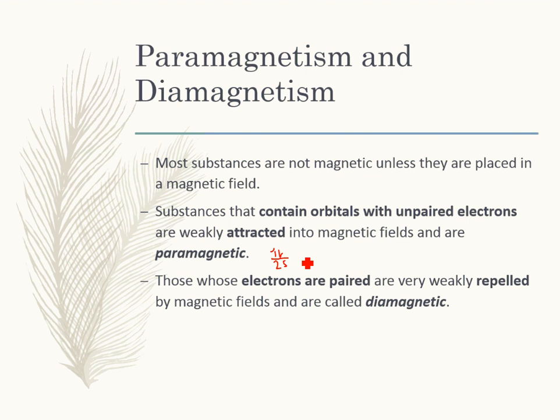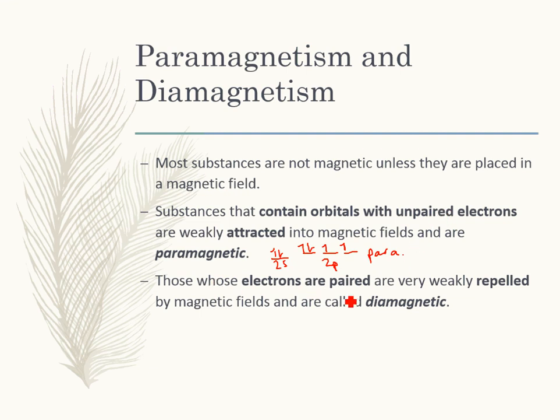We have 2s2, 2p4, in which we have 2 unpaired electrons. And so oxygen is paramagnetic. They are attracted to magnetic fields. If you pour liquid oxygen into a magnetic field, the liquid oxygen will stick onto the magnetic poles.